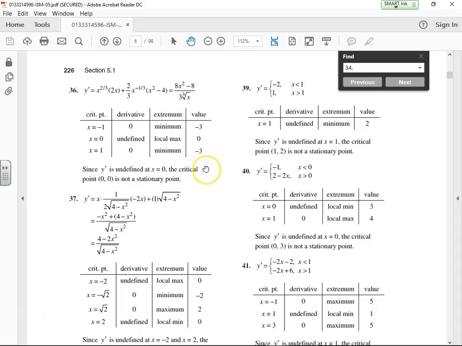Oh, this is the one I had a question on, actually, because since it comes to a cusp at x equals 0, it goes from increasing to decreasing. So if it's increasing, decreasing, then the cusp is a maximum. Yeah.